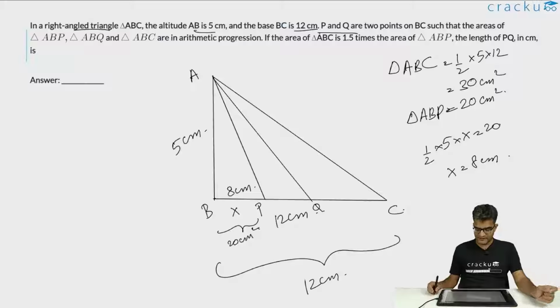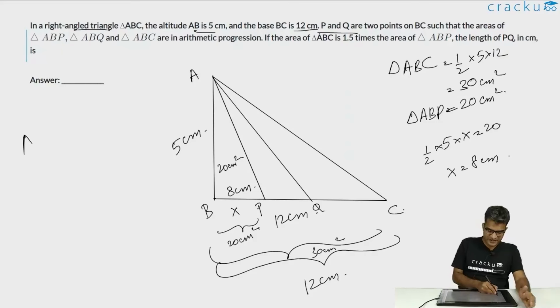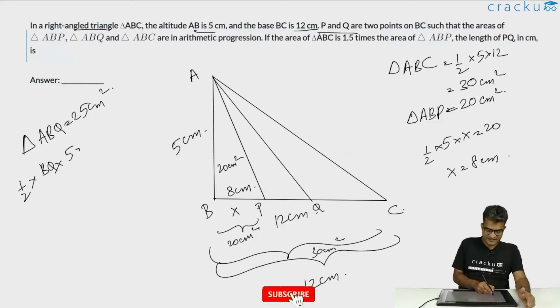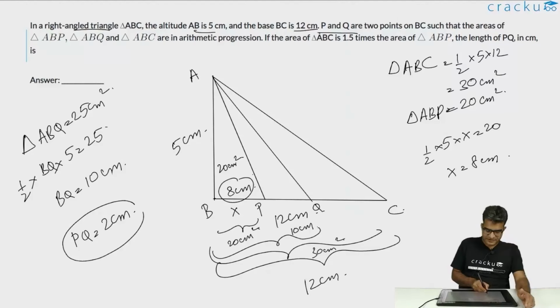What is the area of ABQ? Because we know that ABP is 20 centimeters square, ABC is 30 centimeters square, and if ABP, ABQ, and ABC are in arithmetic progression, the area of ABQ will have to be 25 centimeters square. So half into BQ into AB, which is 5 centimeters, is equal to 25, or the value of BQ will be equal to 10 centimeters. So this over here is 10 centimeters. This is 8 centimeters. So the length of PQ will be equal to 2 centimeters. So the answer for this question is 2.